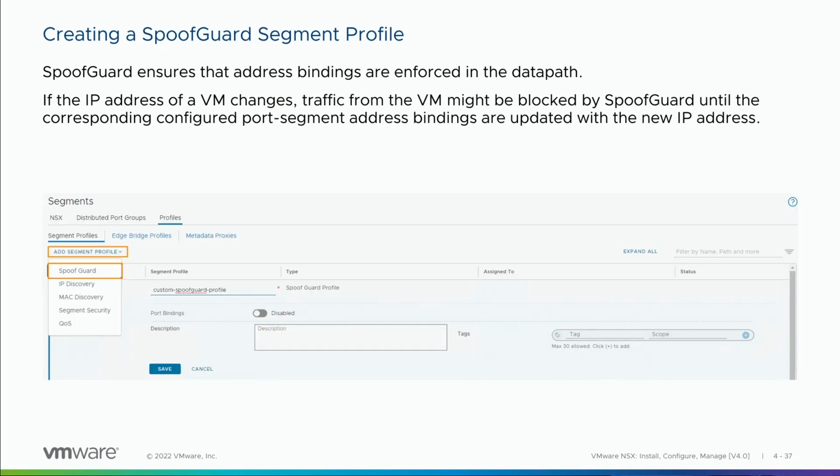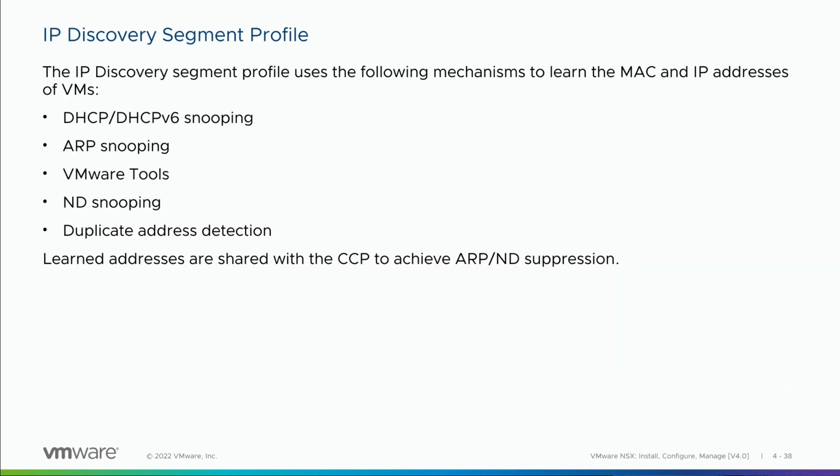And we can see that when we go to create a segment profile. So here I am under the profiles tab under segments, and I click add profile, and I get the drop-down menu. I select a SpoofGuard profile here. And I've just got a toggle, right? Are port bindings enabled or disabled? What am I going to do? Am I going to enforce those port bindings or not? You can see here the default is turned off, so I would have to turn that on to enforce SpoofGuard.